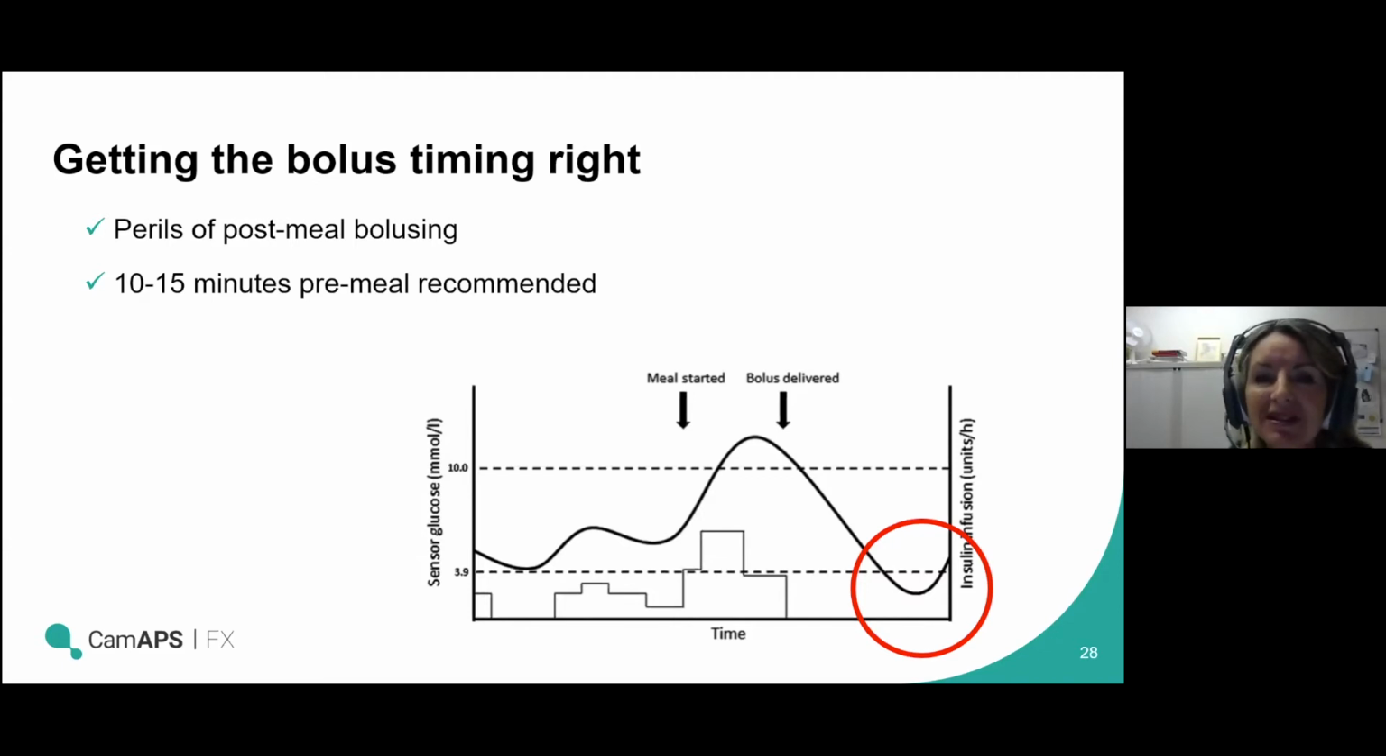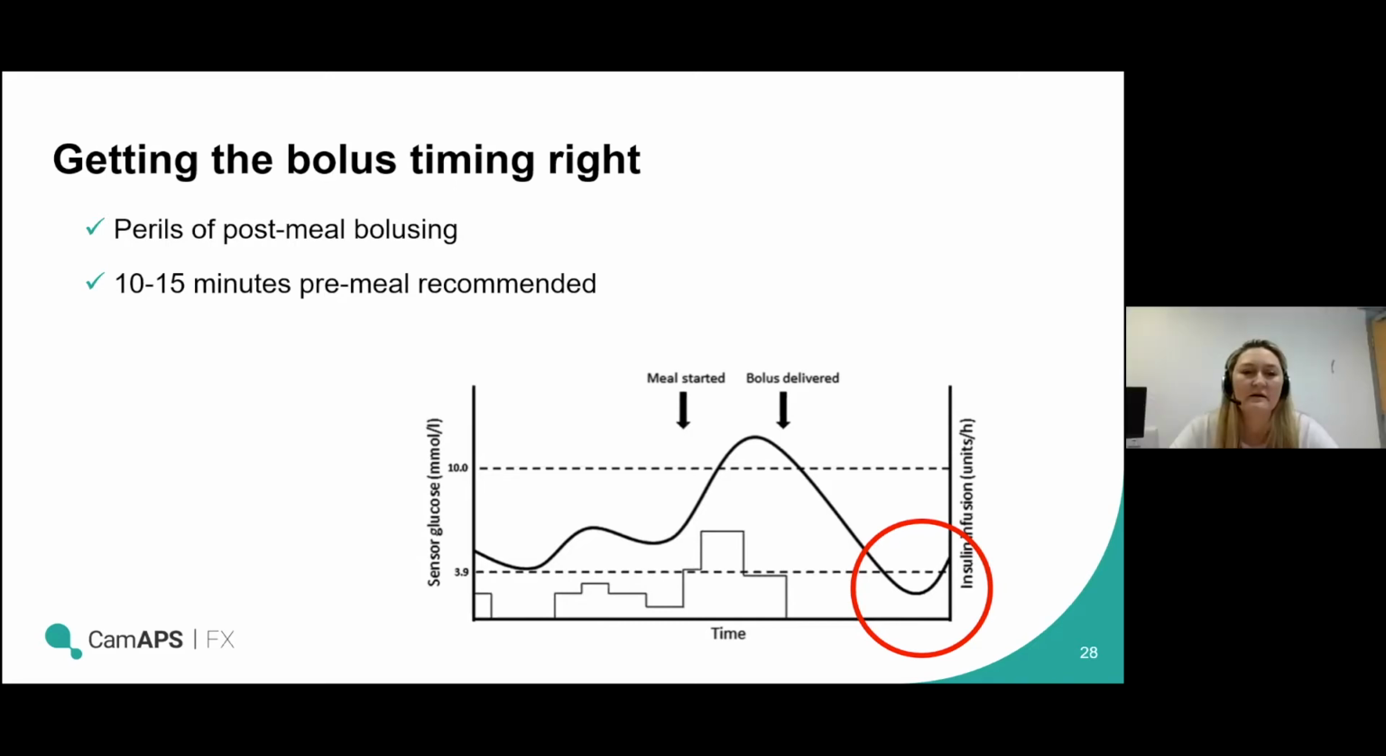And certainly what we seem to be seeing in closed loop is that we probably don't need to pre-bolus any much more than 10 to 15 minutes. I think because there's still some insulin on board, and because the system is auto correcting all the time, we don't seem to need such a long gap between injecting and eating as we do off the system. Are you seeing that as well, Sarah?